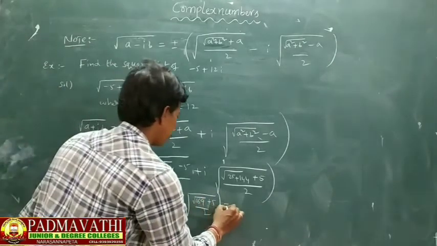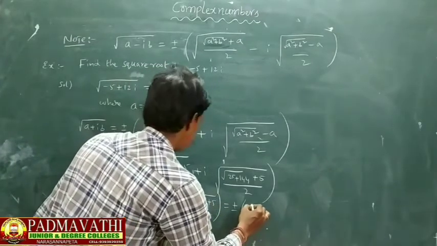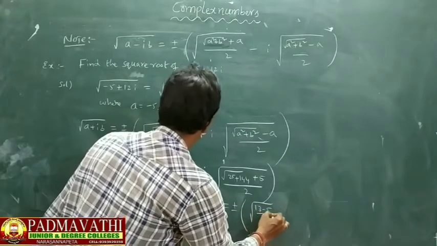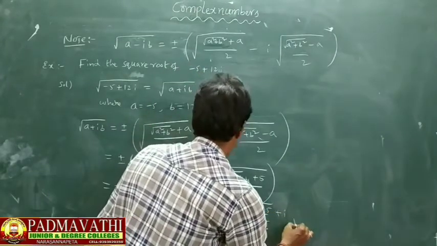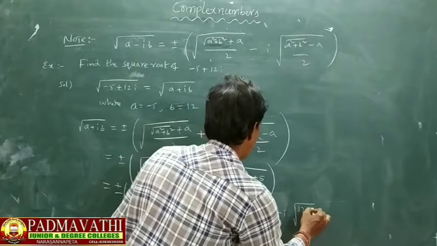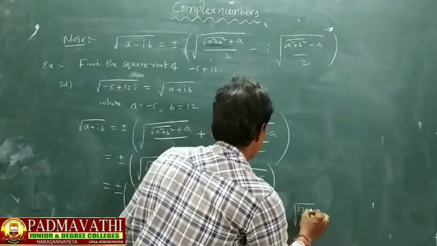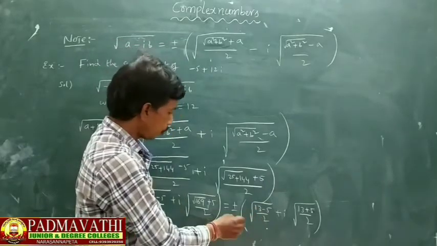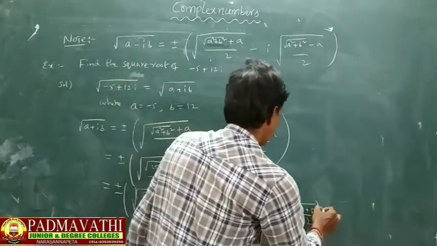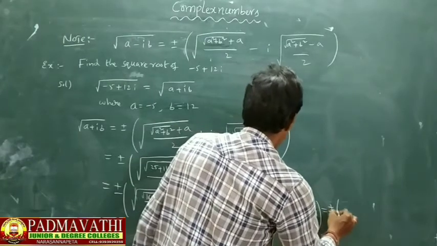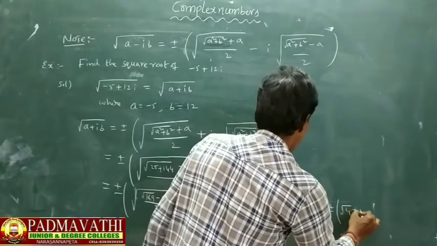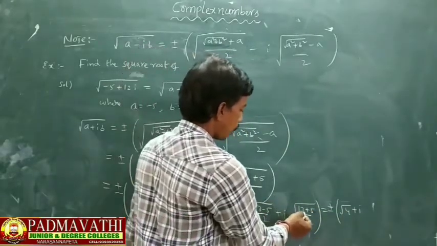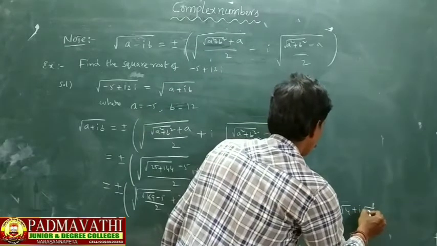13. Plus or minus square root of 13 minus 5 by 2, plus i square root of 13 plus 5 by 2. 13 minus 5 is 8, 8 by 2 is 4, so root 4, plus or minus root 4, plus i. 13 plus 5 is 18, 18 by 2 is 9, root 9.